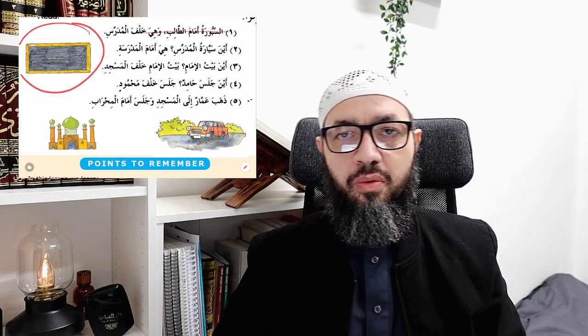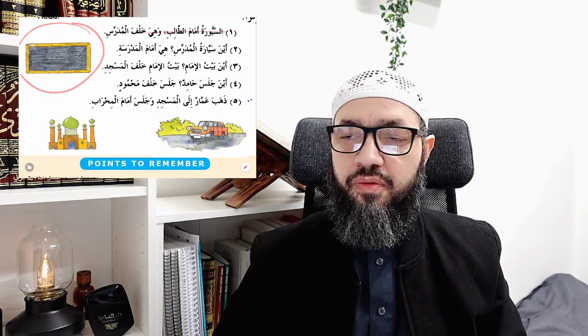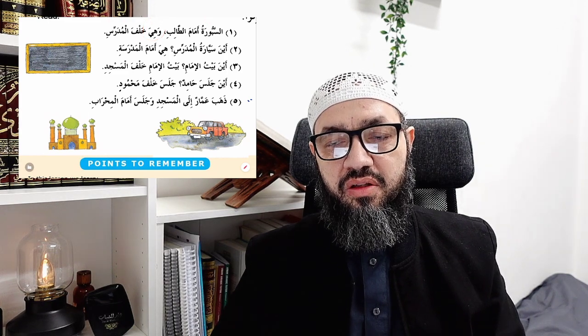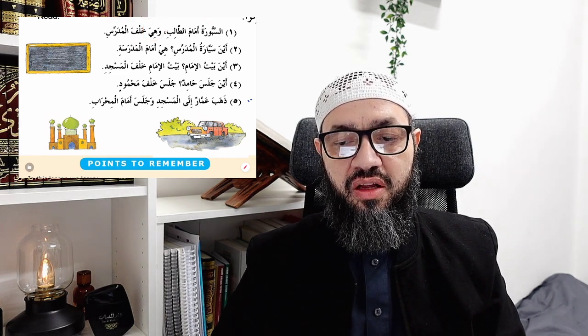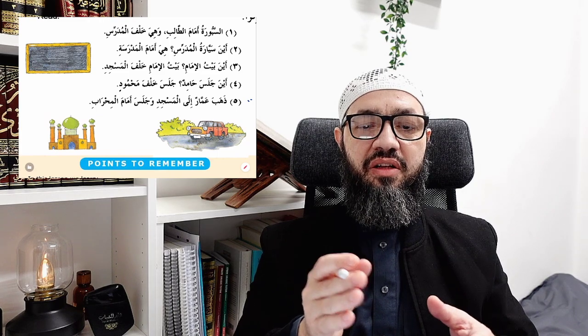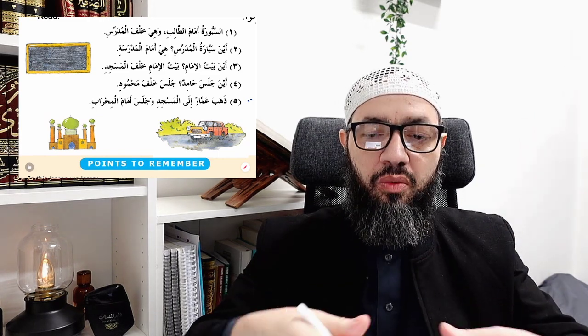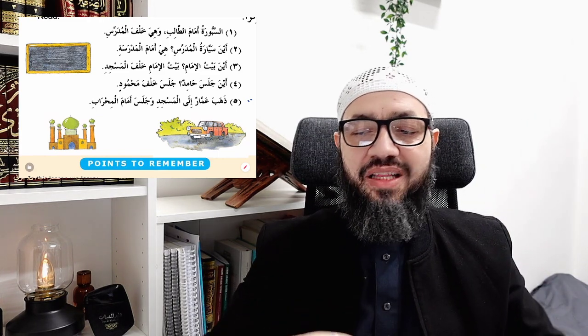Or you can say, in the case of the first sentence, as-saburatu, that's the picture of a sabura, a board, whiteboard. We don't have blackboards anymore. As-saburatu amam al-talibi wa hiya khalf al-mudarrisi. It goes back to the word sabura, which is why it's feminine, because sabura is a feminine word. So the board is in front of the students, who face the board when they're writing, but the teacher is standing in front, so وَهِيَ خَلْفَ الْمُدَرِّسِ, and it's behind the teacher.